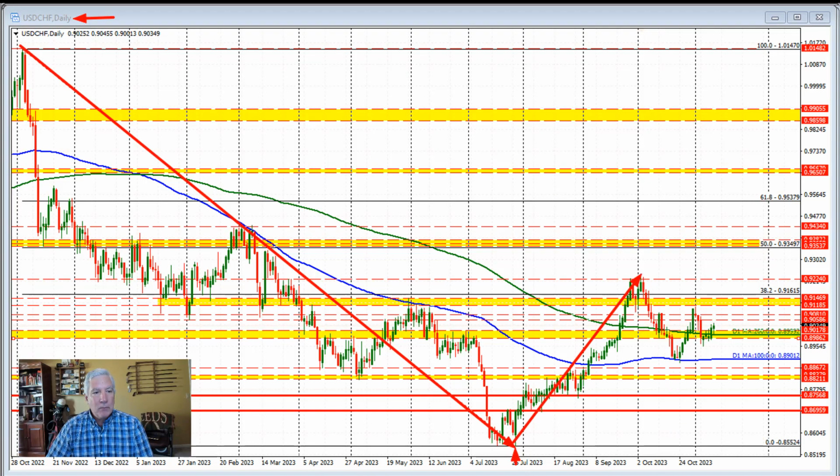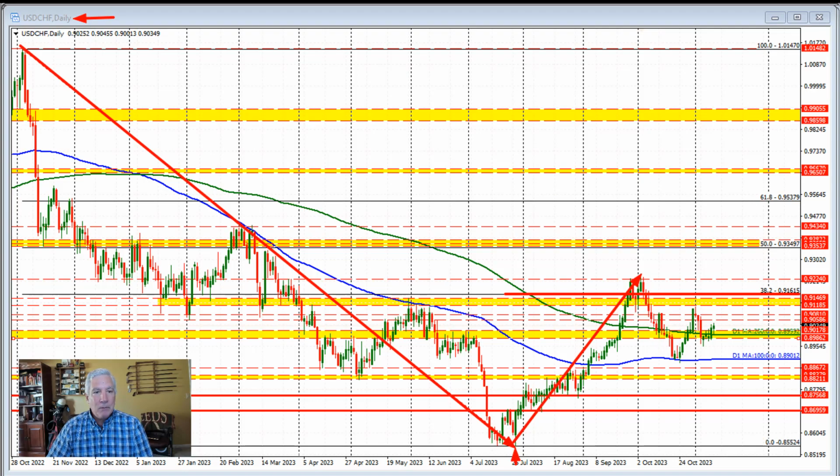Now, that corrective move to the upside did get above the 38.2% retracement of that move to the downside at 0.9165. It did it in the month of September. It did it in the month of October. But since really about the 5th or 6th trading day in October, the price has been below that 38.2% retracement.